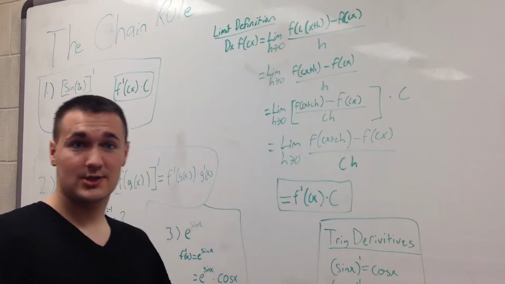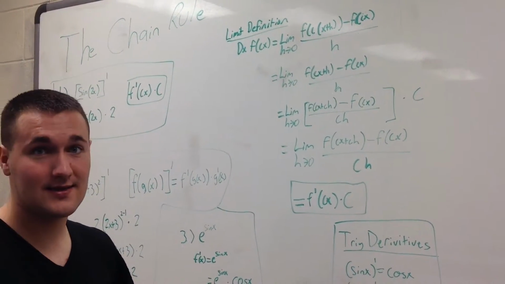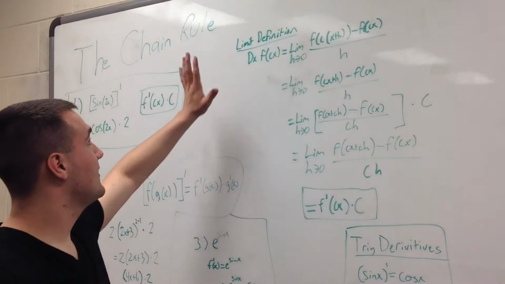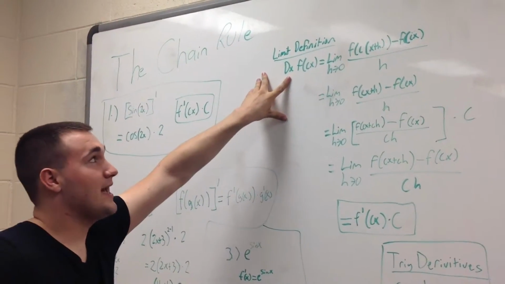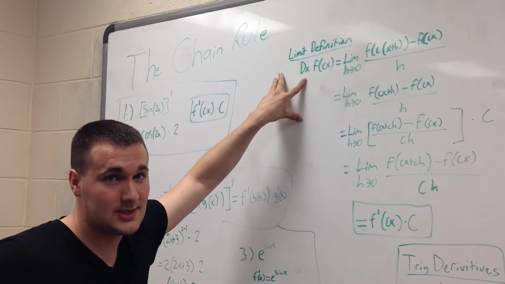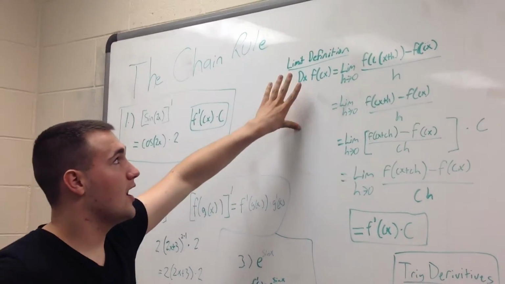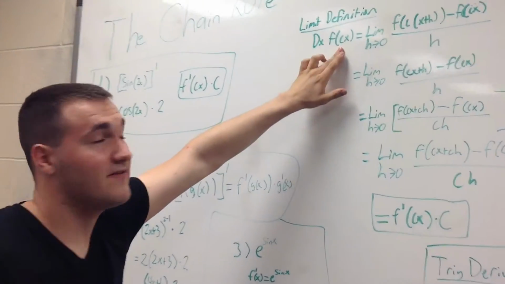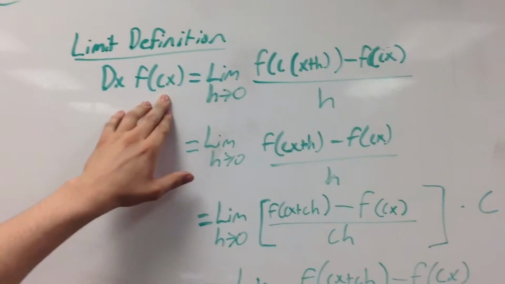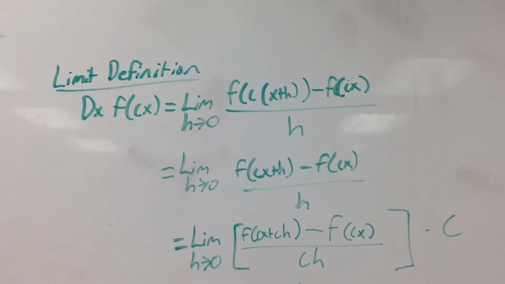Just like the limit definitions on the derivatives and how to take the derivatives and all that good stuff, the chain rule has its own little limit definition. We know this as d/dx, which is just the derivative, the prime of f(c(x)), because we're using the chain rule. Think of that c as chain rule, x equals.